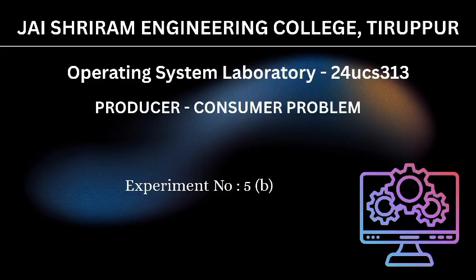With that, experiment 5A is completed successfully. Now, let us move on to experiment 5B, producer consumer problem using semaphores. In this experiment, we will understand how a producer and a consumer are synchronized using semaphores.